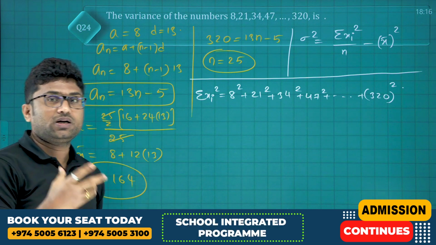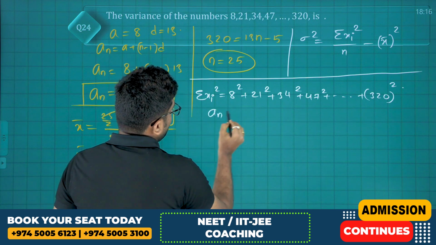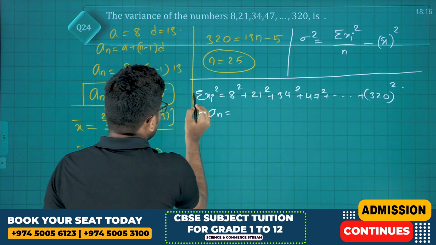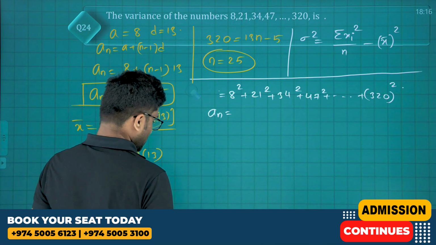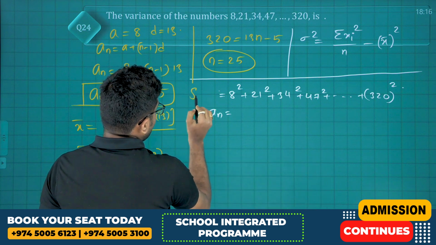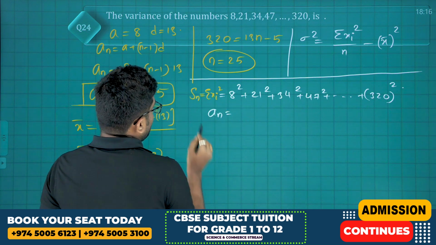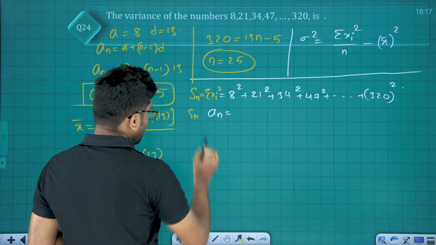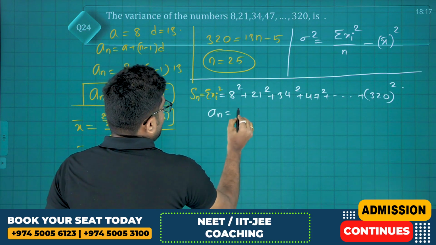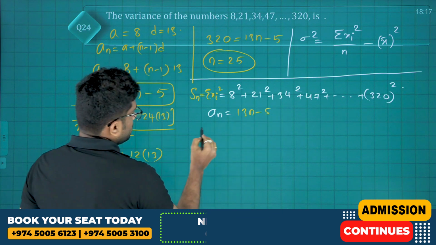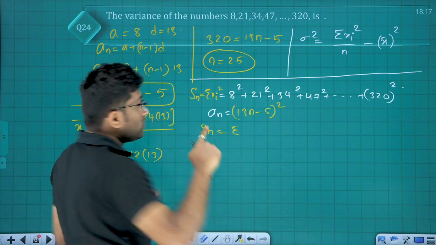So this is like a special series. For a special series, what is the nth term? Generally, let's take this as some Sn. Let's take Sn as all of them, sigma xi square. Now Sn is equal to sigma an. First we will find an. What is an? The nth term of this is 13n minus 5, which we have just found. So Sn is equal to sigma an, which is the square of this.